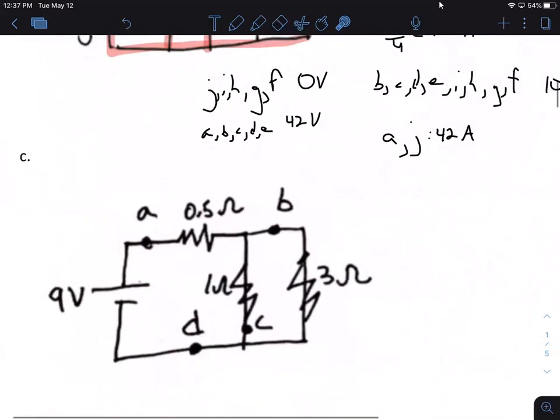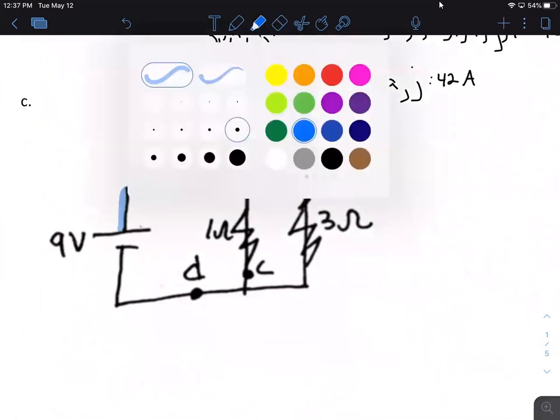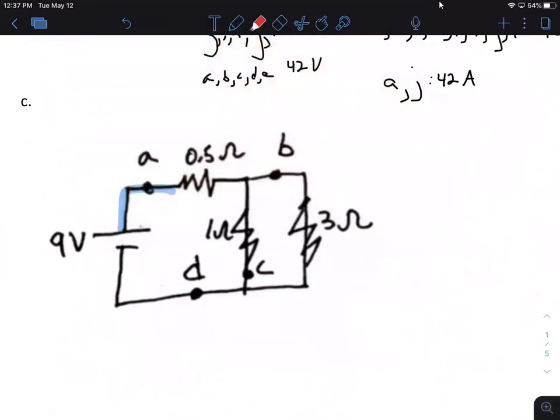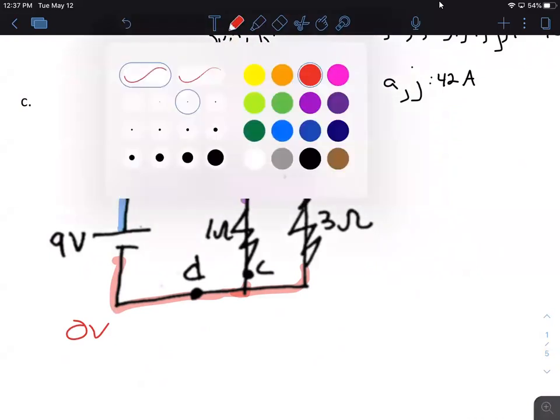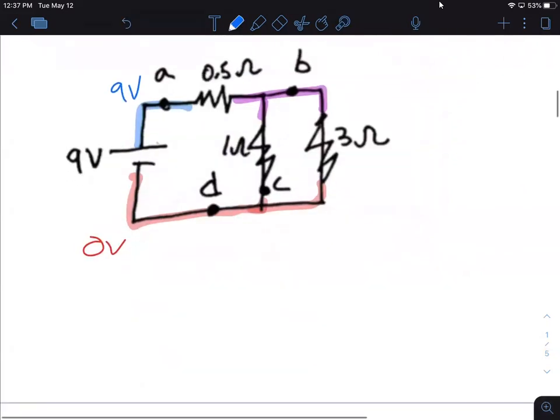Okay, next. We have a complex circuit here. It's a combination of parallel and series resistors. So let's see how that affects our answers. 0 volts before the battery, as we're told to do, 9 volts therefore after. So D and C are going to have a potential of 0 volts. A is going to have a potential of 9 volts.